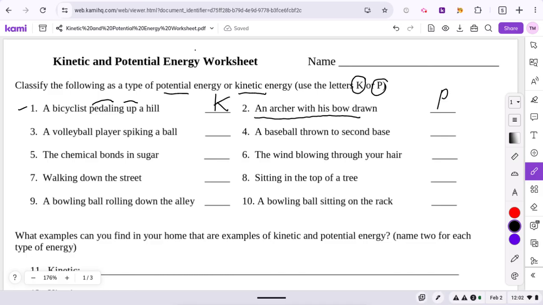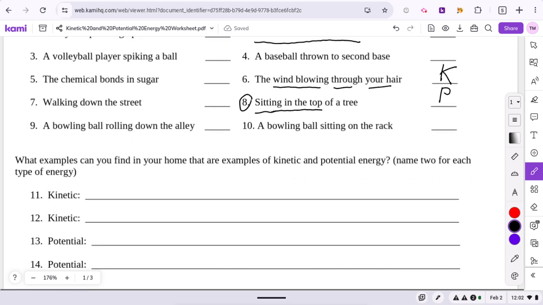An archer with a bow drawn, meaning it's not moving, it's just held in that position, that would be potential energy. So any of the examples that do not include any movement, like number 8, sitting on top of the tree, if there's no movement, that would be potential energy. Sitting on top of the tree, you have the potential to fall down, as opposed to the wind blowing through your hair. Your hair is moving, the wind is moving. That's kinetic energy. So do the same for the rest.